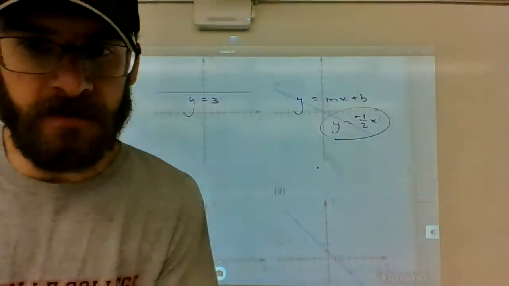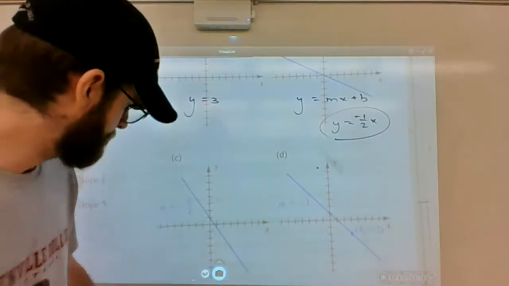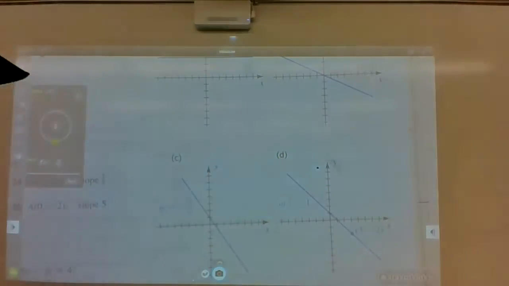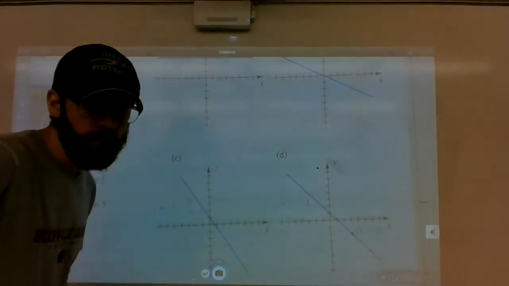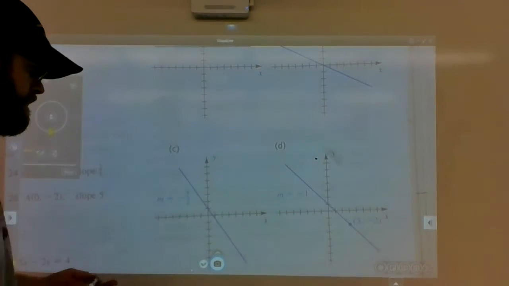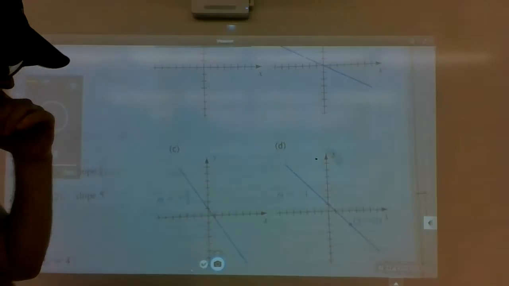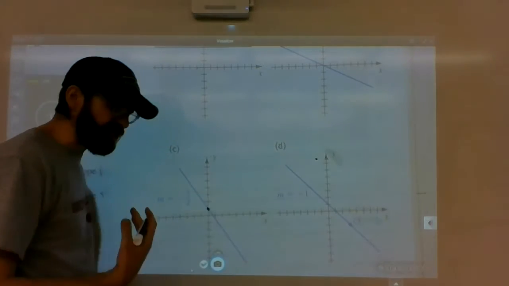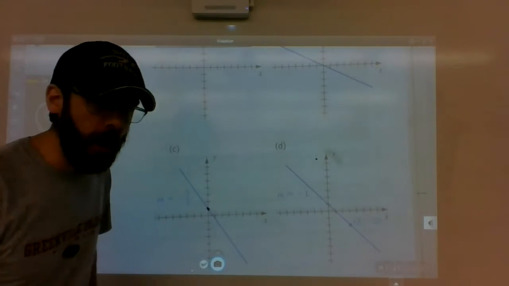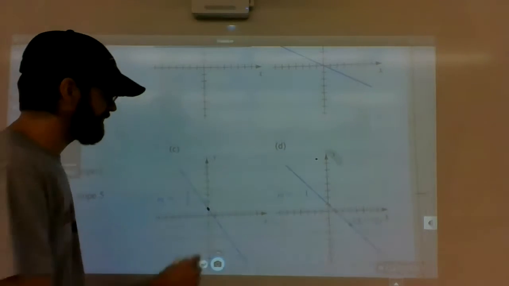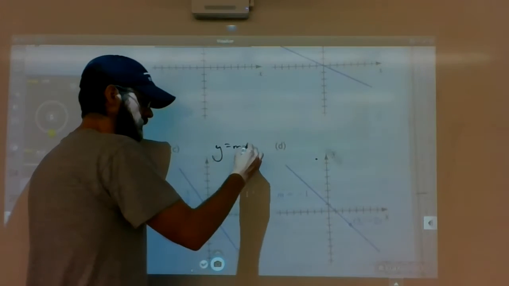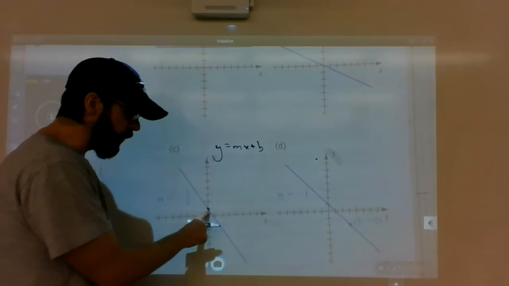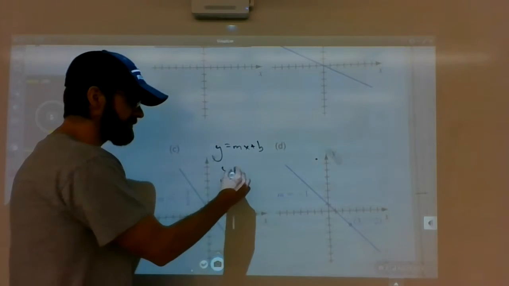Let's take a closer look at D and C. All right, this one, I think it's assumed that we recognize 0, 1 is a point on the graph. That's the place where it crosses the y-axis. Our b value is 1. Our m is -3/2.